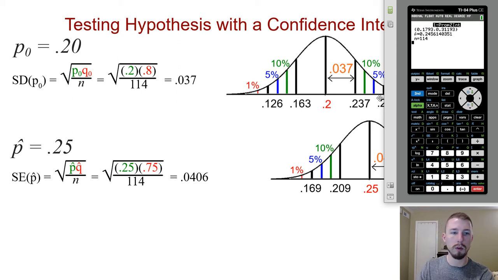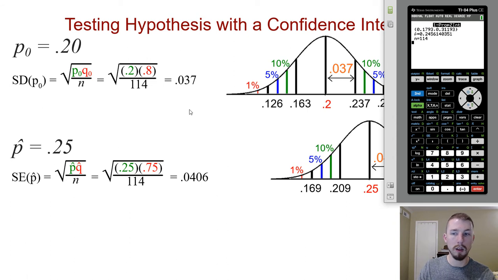So we would say that we are 90% confident that the true proportion is anywhere between 17.93 and 31.19. Now, because 20% is contained in this confidence interval, that shows that we don't have enough evidence. It could actually still be 20%. So we're looking for a confidence interval that's entirely above or entirely below, or in other words, where the hypothesized proportion p naught is not contained within that confidence interval.